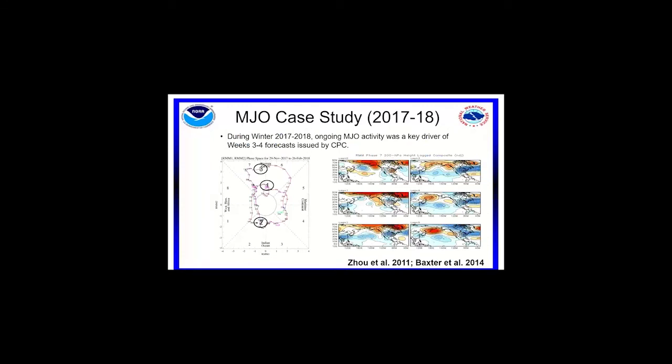Okay, the next case study is an MJO-based case study. This is really interesting. This was from the winter of 2017-2018. This map on the left is that eight-phase Cartesian plane I was talking about before for MJO. MJOs in this framework propagate counterclockwise, so a counterclockwise circle is what we like to see. What we're looking at here is a winter that had really good MJO activity pretty much all winter.